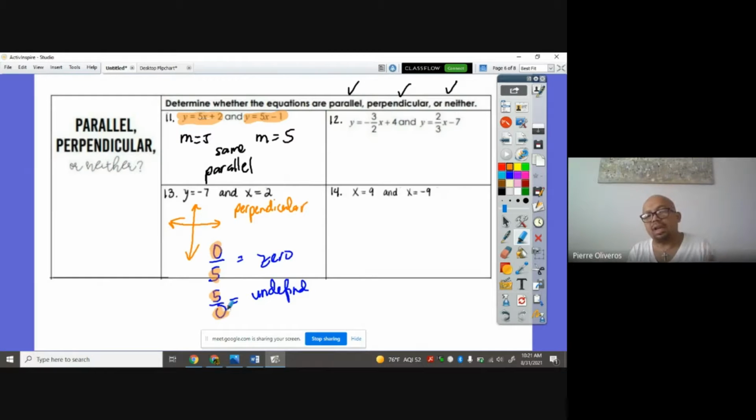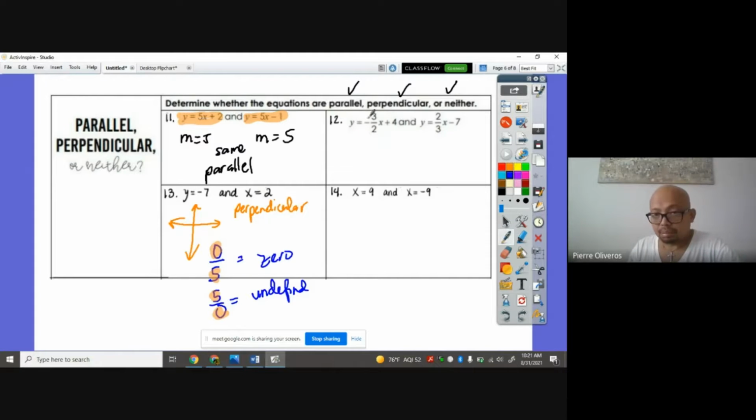0 is not a positive or negative, so it doesn't really make sense to put the plus or minus in a 0. So in other words, 0 and undefined are negative reciprocals of each other. So therefore, this item here is perpendicular.